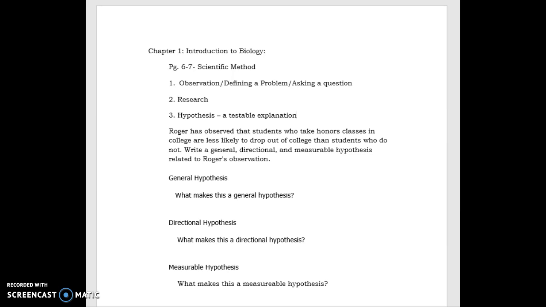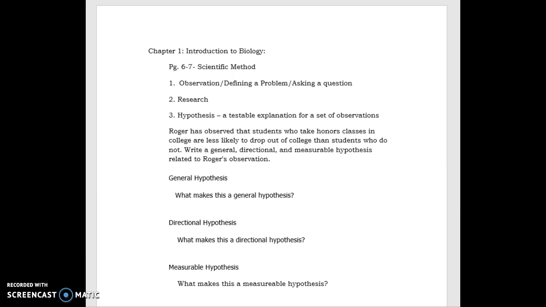Sometimes teachers and textbooks will word it as a question. I'm not really a fan of that. We're going to do more of an explanation. A testable explanation for a set of observations would be a good definition for my class for a hypothesis. So Roger has observed that students who take honors classes in college are less likely to drop out of college than students who do not.